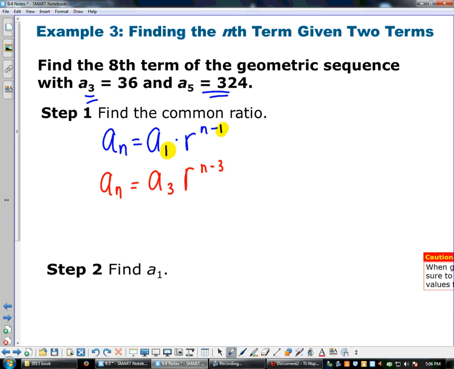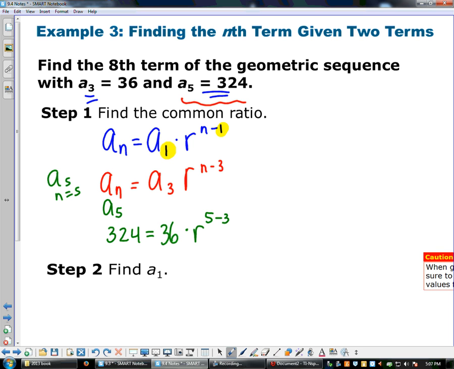So now I can use the fifth term, which I know was given to me. I'm going to use that in the new formula, and that's going to help me solve for what that ratio is. n is going to be 5 in this case. So a sub 5, my fifth term, was 324. That is going to equal my third term, which was given to me as 36, multiplied by r raised to the power of 5 minus 3.